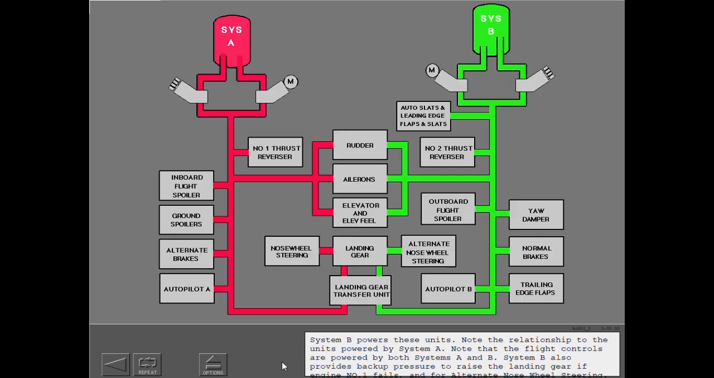System B powers these units. Note the relationship to the units powered by System A. Note that the flight controls are powered by both Systems A and B. System B also provides backup pressure to raise the landing gear if engine number 1 fails and for alternate nose wheel steering. These will be discussed in more detail in the landing gear module.